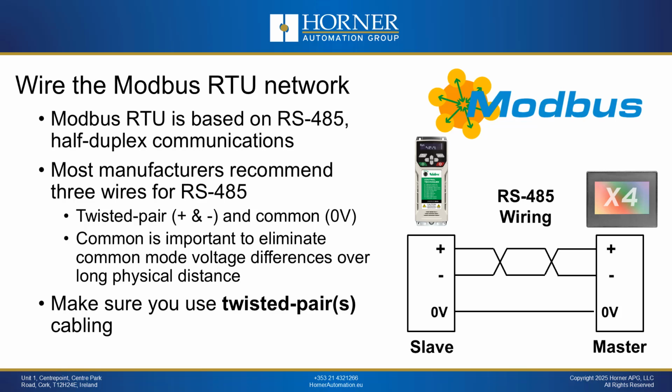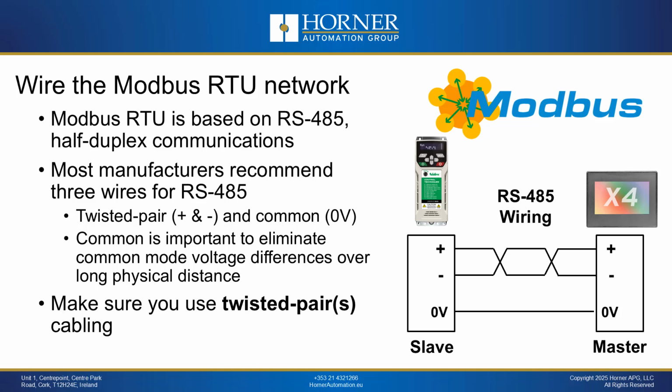Now let's start talking about the physical wiring used in Modbus RTU. Modbus RTU is RS-485 based. It is also what is called half duplex. That means it uses the same data pair for both transmitting and receiving from every single node on the network. Now most manufacturers recommend a total of 3 wires, a twisted pair for the data, and an extra conductor, which could be half of a twisted pair or a common.